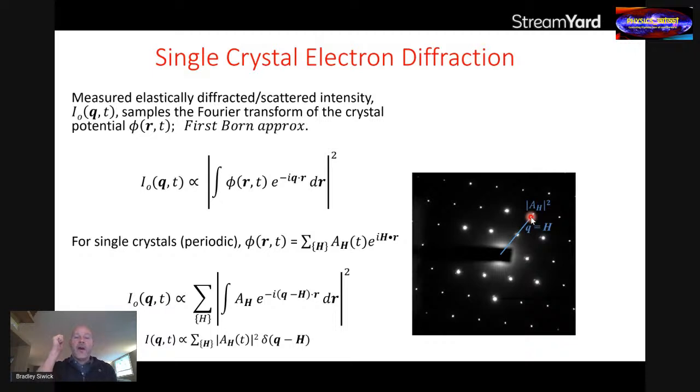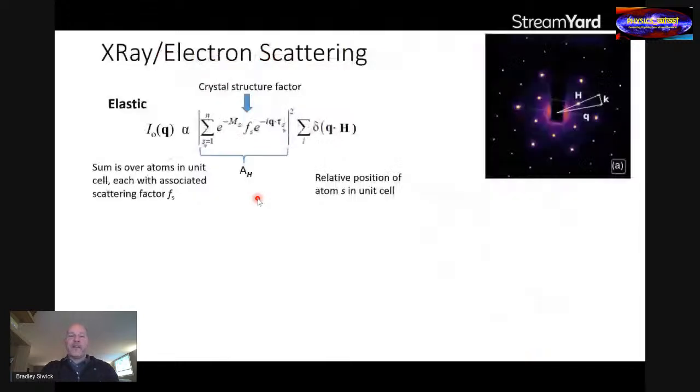And so this kind of diffraction experiment provides you very important atomic level details about the nature of the electrostatic potential that is presented by the periodic arrangement of atoms. Okay, so that's some fundamentals.